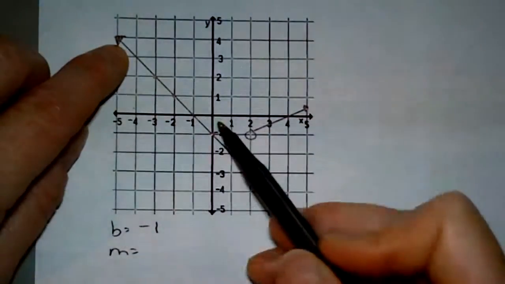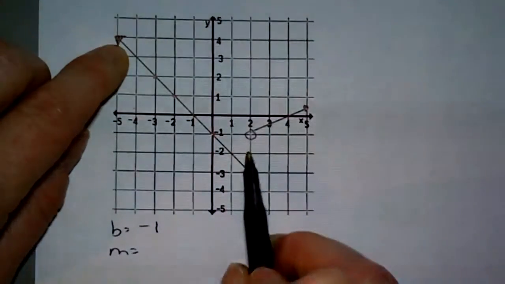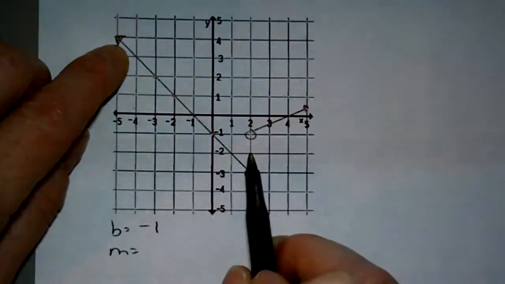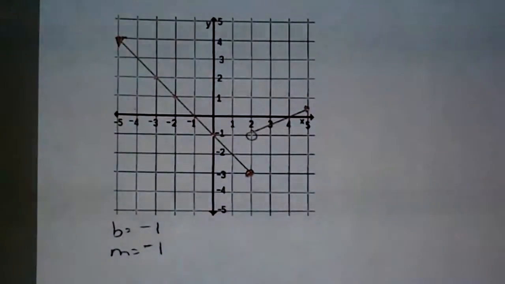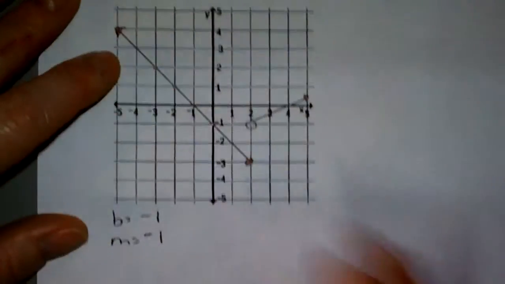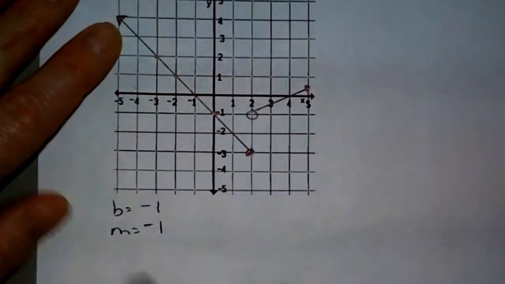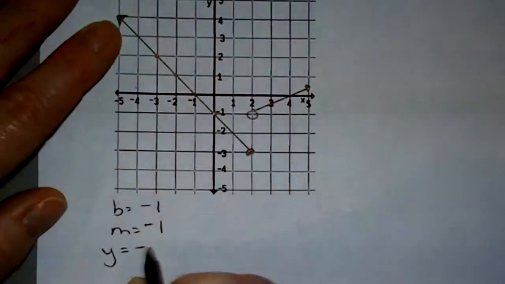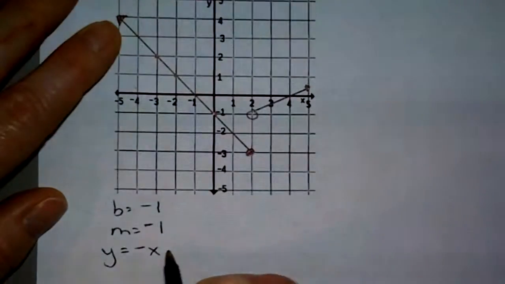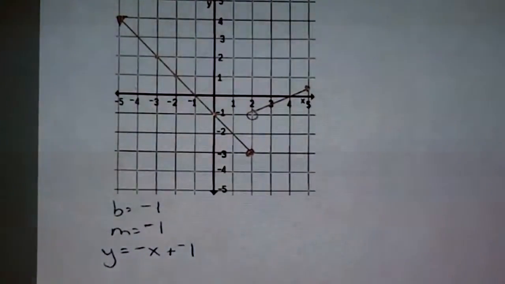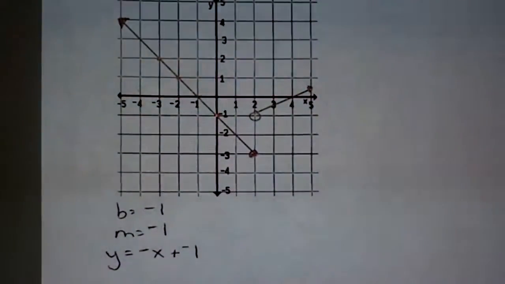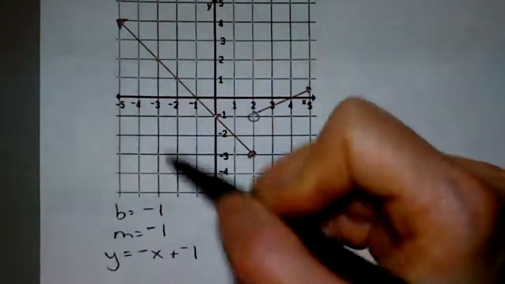This is a decreasing line right here. So if I'm going up 1, left 1, 1 over -1 would simplify to -1. So my slope of this line is a -1. That means my equation for this line is going to be y equals -x minus 1, or -x plus -1. Remember, you don't need to write the 1 in front of the x. It's implied. So that's this equation right here.